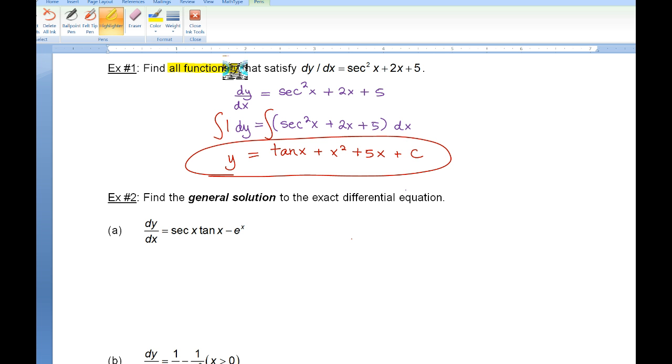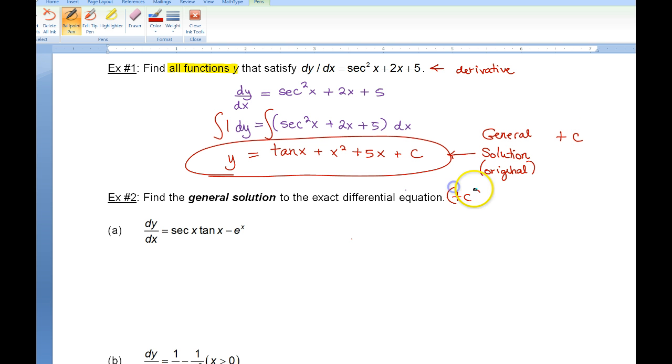This is how you solve a differential equation. We started with the derivative and we worked backwards to find the original. Right? This is the derivative. This is the solution. Again, it's kind of like, if you will, that's the original. Okay, so let's find the general solution. Anytime you have a general solution, you're going to have a plus c in your answer.